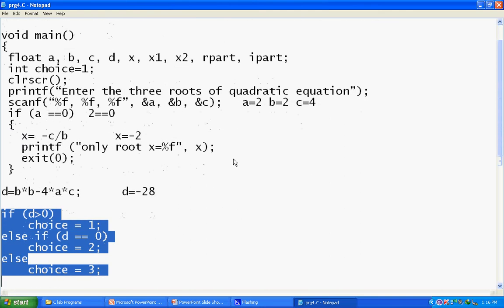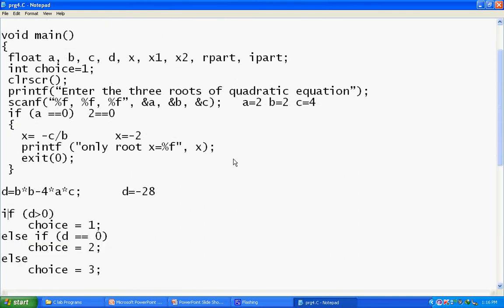We have conditions here. In this part, I am checking whether the value of d is greater than 0 or not. The value of d is minus 28, which is not greater than 0, the condition is false. It goes to the else if part, where it goes for once again checking the value of d, which is minus 28, is it equal to 0? Once again it is not. So by default it jumps to the else part, where it makes the value of choice equal to 3.